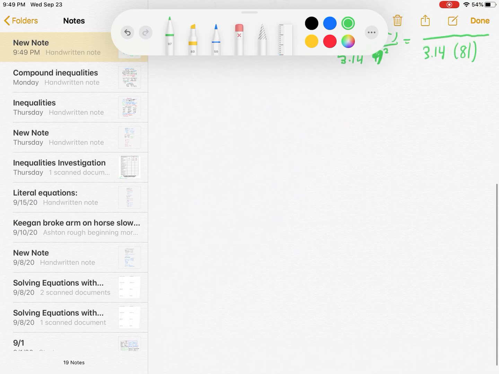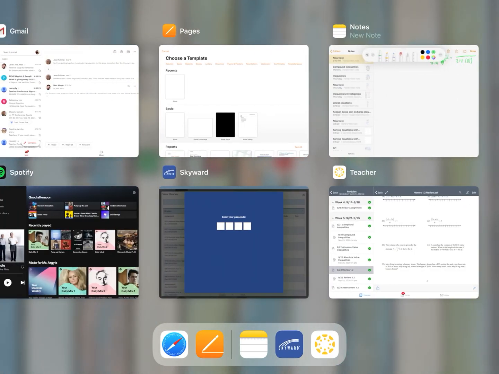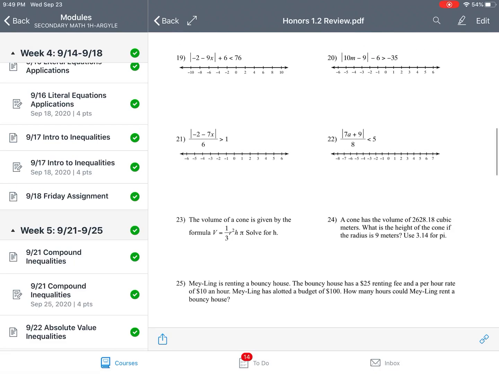All right, your next question was, why are we saying that the answer is all real numbers for number 20? The reason being, I believe the question, sorry, I forgot to double check it. Do I have the assignment right in front of me? Negative |10m minus 9| equals... minus 6 is greater than negative 35.